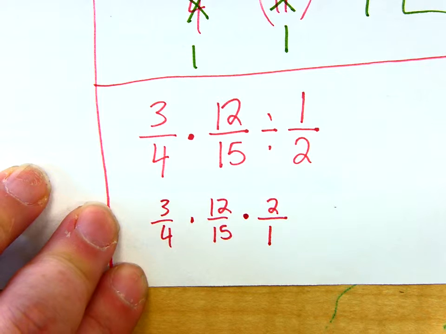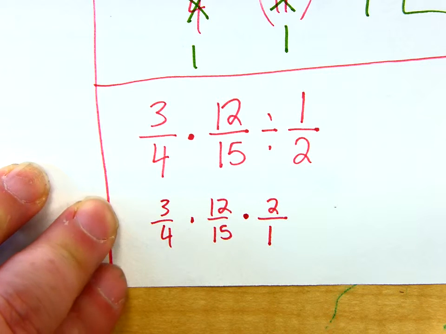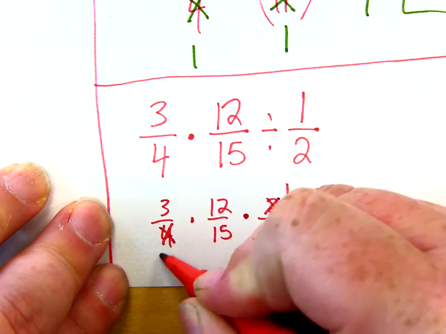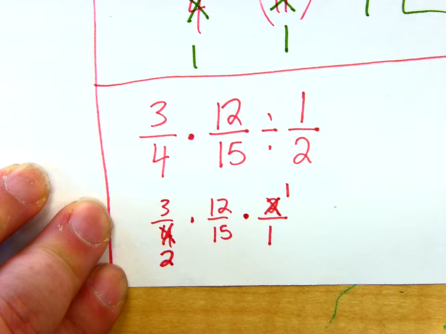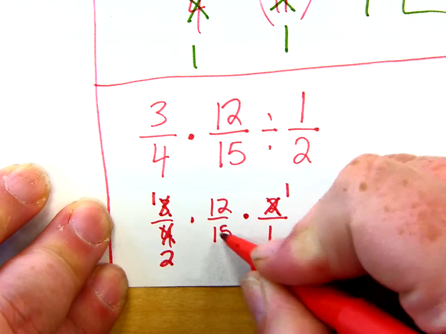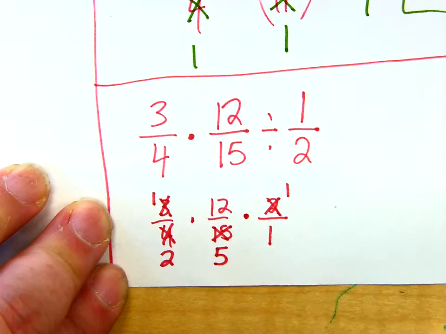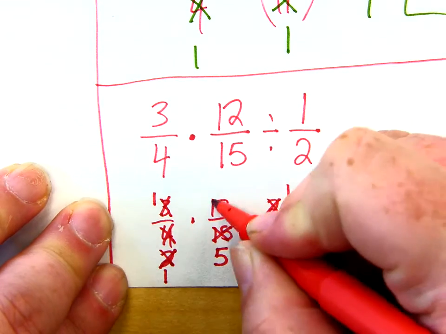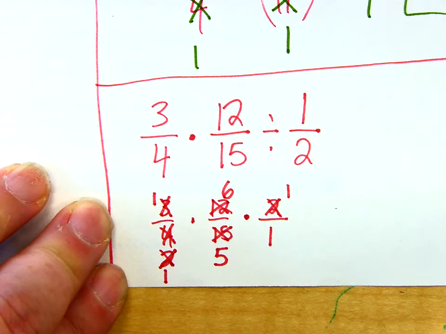Any numerator can reduce with any denominator. So what can I do? What can I reduce? 2 and 4, sure. 2 goes into 2 once, 2 goes into 4 twice. What else? 3 and 15. 3 goes into 3 once, 3 into 15 5 times. Anything else? 2 and 12. 2 goes into 2 once, 2 goes into 12 6 times. Anything else?